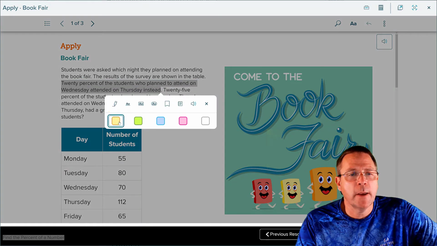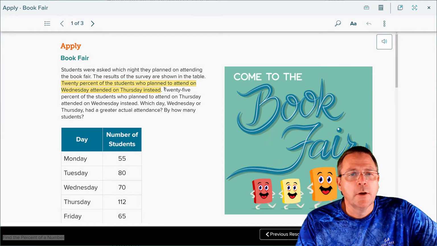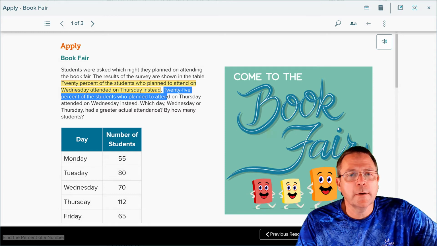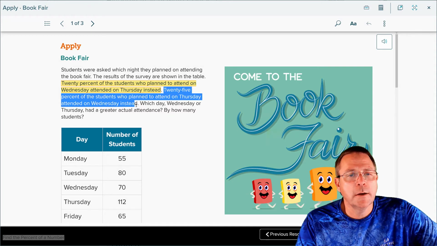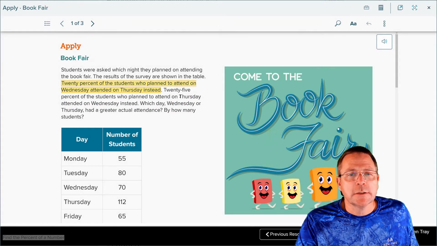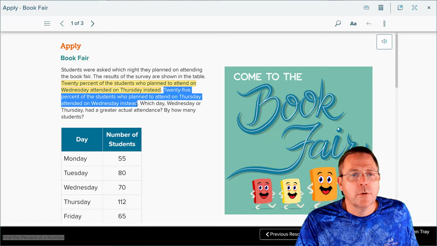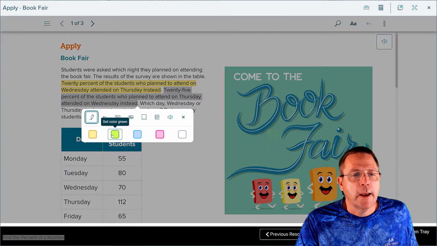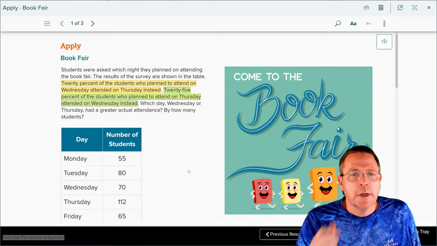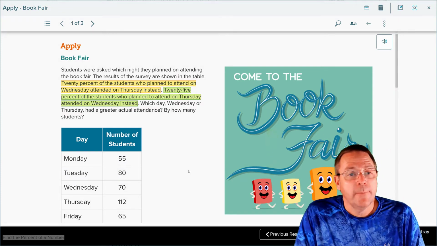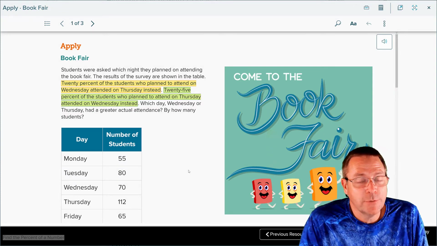That sounds like it might be important, so I'm going to highlight it. 25% of the students who planned to attend on Thursday attended on Wednesday instead. So that sounds pretty important too, so let's highlight that. Which day, Wednesday or Thursday, had the greater actual attendance?